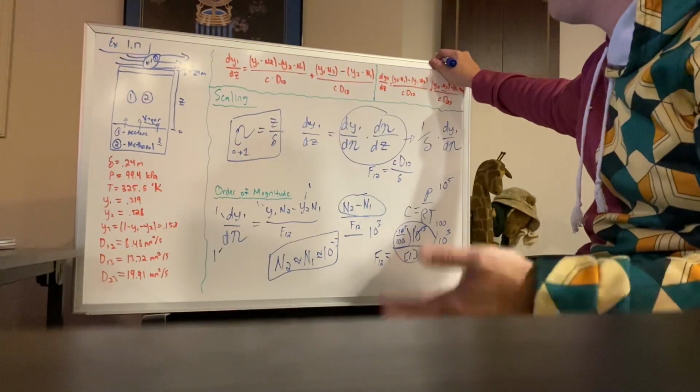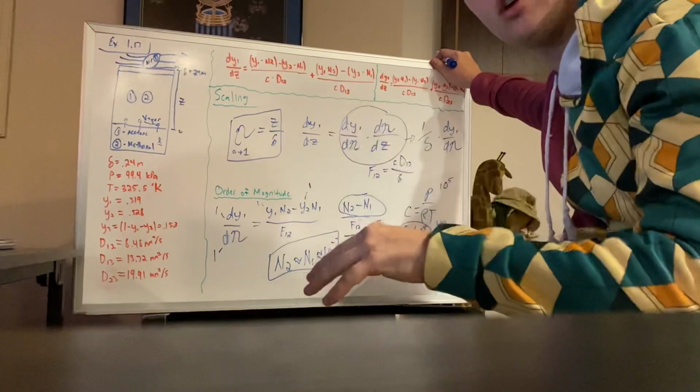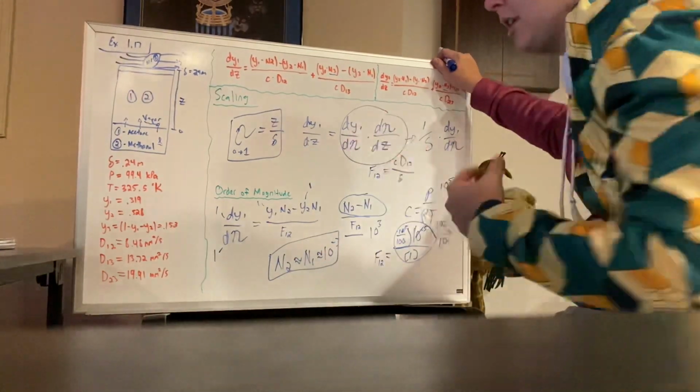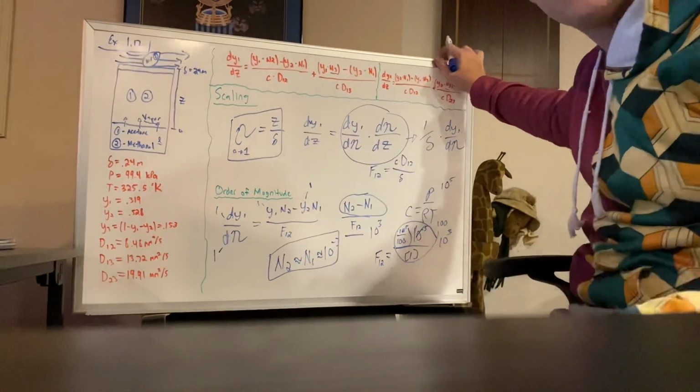So that's how we work out the scaling and the order of magnitude for this problem, and we will use all this information later in part 2 to solve for the actual values of what the fluxes should be and find the graphs of what they will look like.